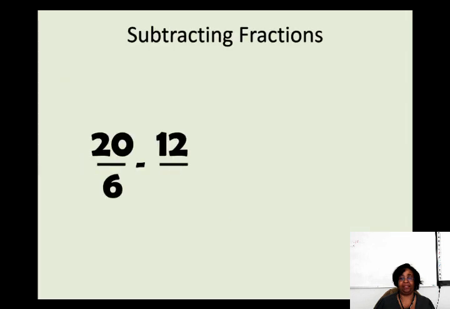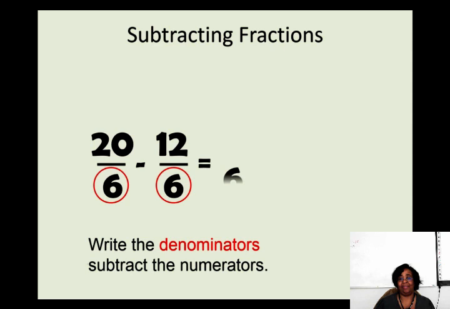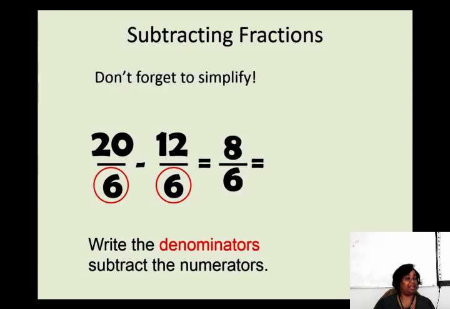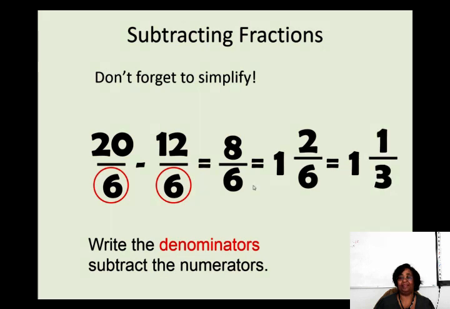Now, what about this problem, where I have 6's? What would I have on top? 8 over 6, but 8 over 6 can be reduced to what mixed number? 1 and 2/6. And 1 and 2/6 can be reduced down to what? 1/3. So my answer should be 1 and what? 1/3. Okay? So I got 8 over 6 initially, but I could reduce, and you have a choice.